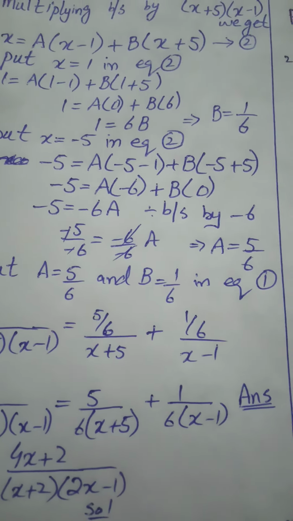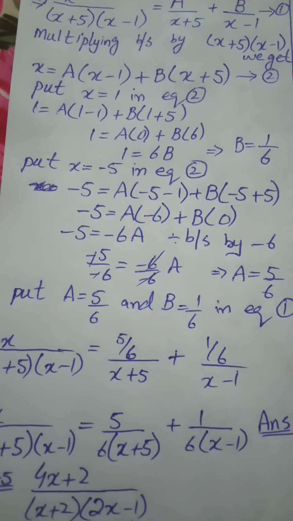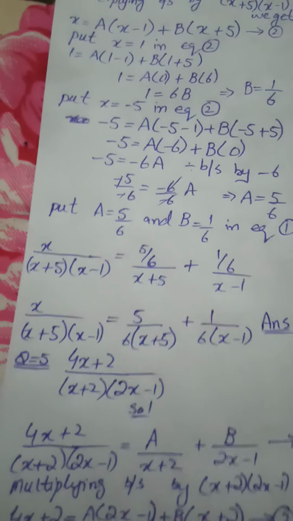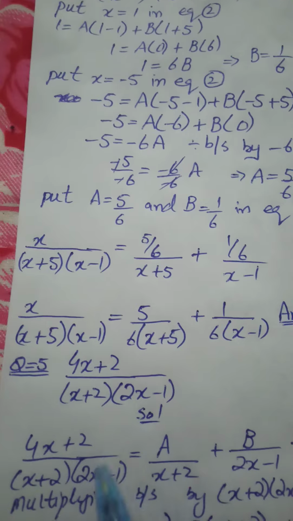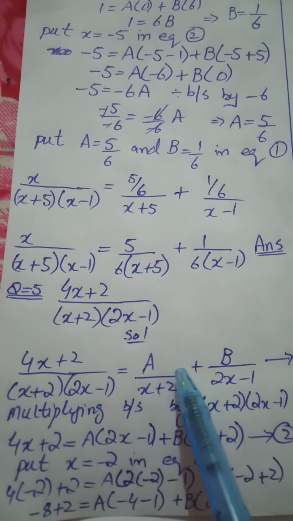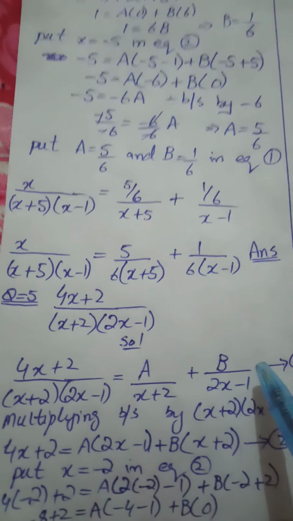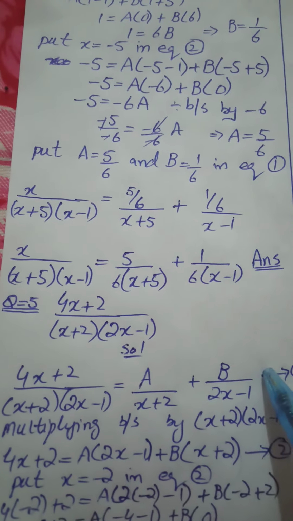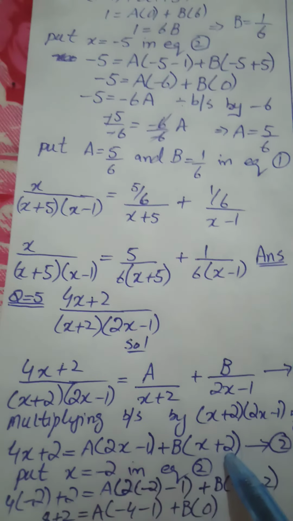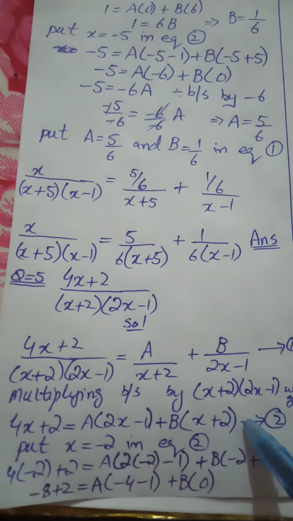Now multiply both sides by the denominator, x plus 2 into 2x minus 1. When we multiply this to the left side, x plus 2 into 2x minus 1 will cancel with the denominator. Similarly, when we multiply x plus 2 into 2x minus 1 in this portion, x plus 2 will be cancelled, and just 2x minus 1 will remain. In this portion, 2x minus 1 will be cancelled out, so just x plus 2 will be the remaining part. We can just write it in this form. Now let us assume this is equation number 2.